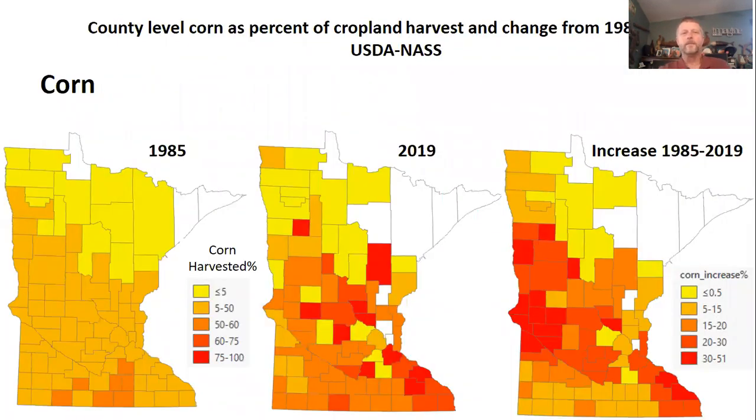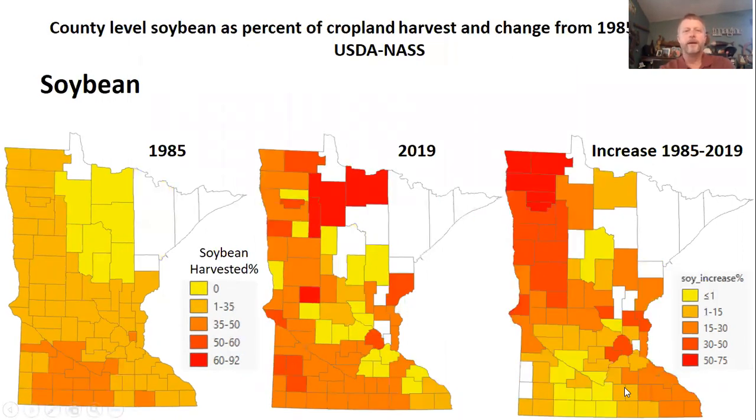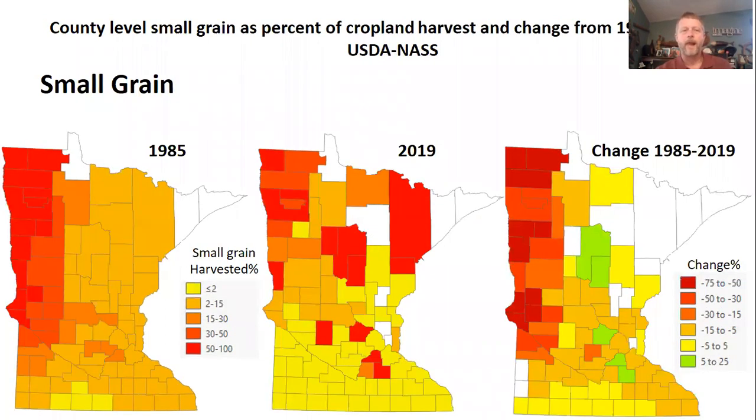Here's looking at how corn has changed throughout the state. A lot more increase in corn in quite a few areas here, up to 30 to 50%. So yeah, pretty good increases there. With the soybean, same thing. There are big increases in soybean, specifically up in the Red River Basin. And then if we look at small grain change, big decreases in the Red River Valley.